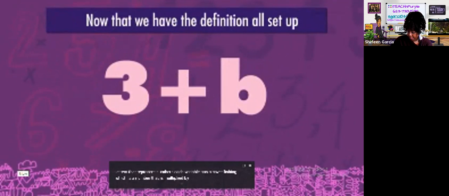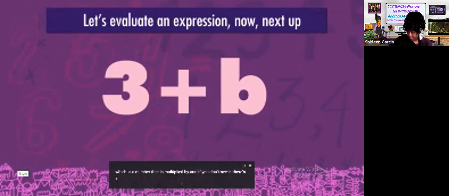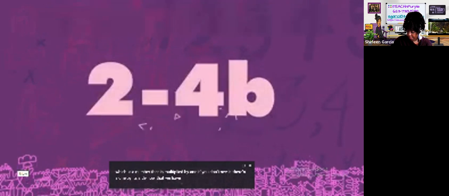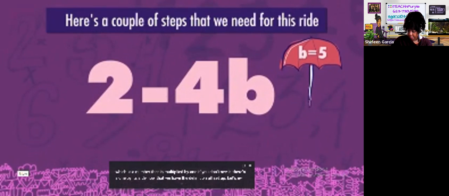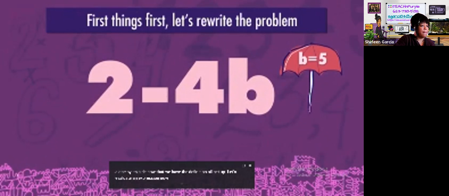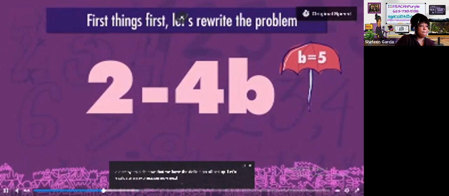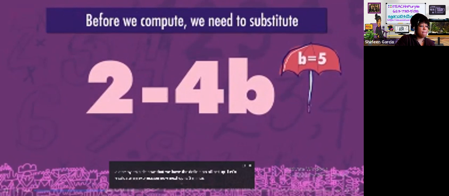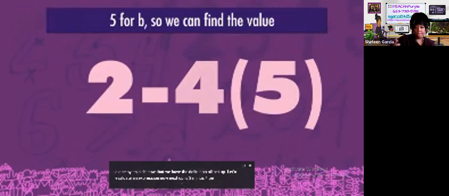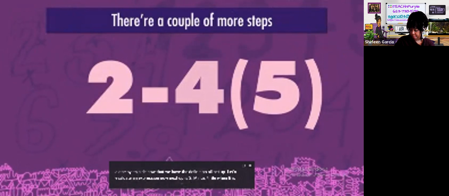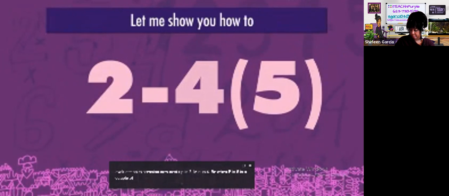Now that we have the definition all set up, let's evaluate an expression. Next up is 2 minus 4b. When b is 5, here's a couple of steps that we need for this ride. First things first, let's rewrite the problem. Before we compute, we need to substitute 5 for b so we can find the value. There's a couple more steps. Let me show you how.